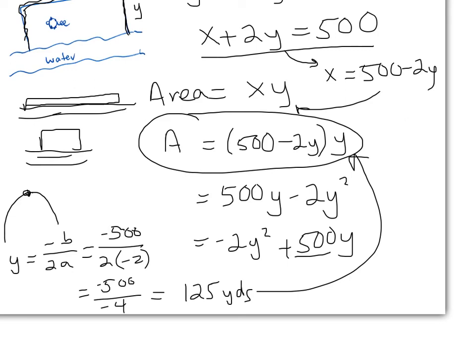So the area is going to be 500 minus 2 times 125, times 125. And that's going to be in yards squared.